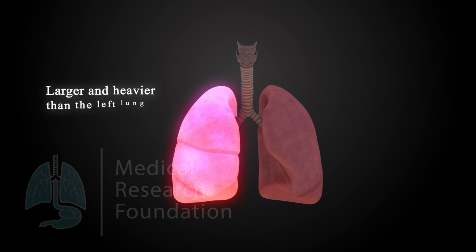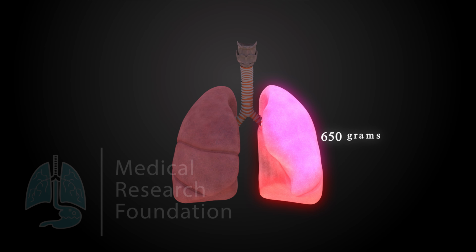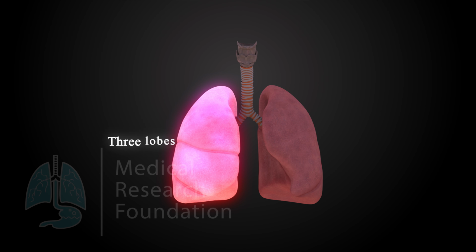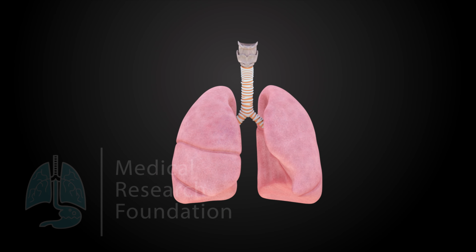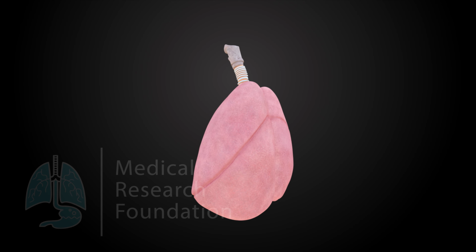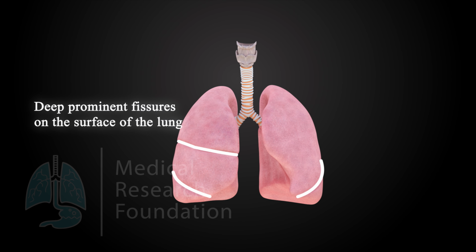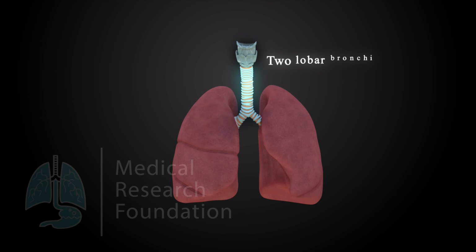The right lung is larger and heavier than the left lung. The right lung weighs about 700 grams, and left lung is 650 grams. The right lung has 3 lobes and the left lung has 2 lobes. The lobes are separated by deep, prominent fissures on the surface of the lung and are supplied by 2 lobar bronchi.